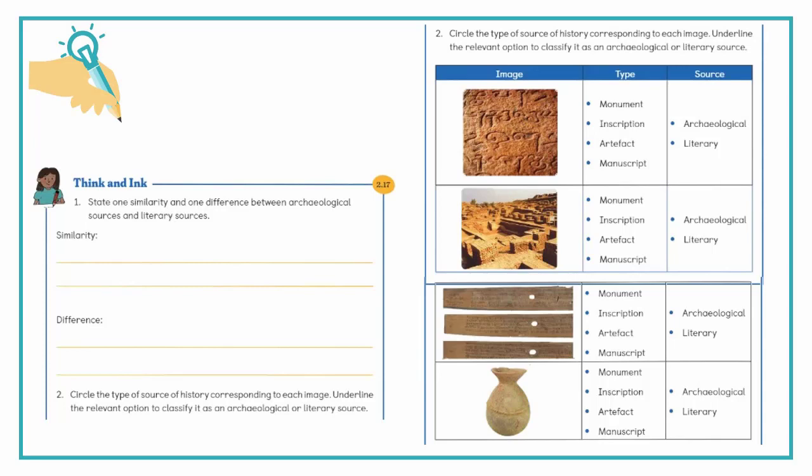Now a pot is seen. What is it? Monument, inscription, artifact, manuscript. Come on, which source is it? If you listen to the lesson carefully, it is very easy for you. Okay?